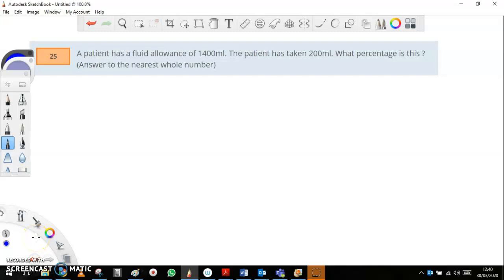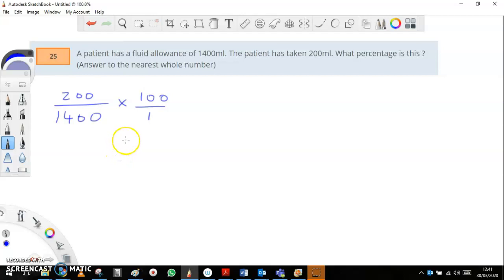A patient has a fluid allowance of 1400 milliliters. The patient has taken 200 milliliters. What percentage is this? So, what we'll do, work out what percentage that is. They've taken 200 out of a possible total of 1400. So you write it over like that, and to convert it into a percentage, you multiply by 100 over 1.